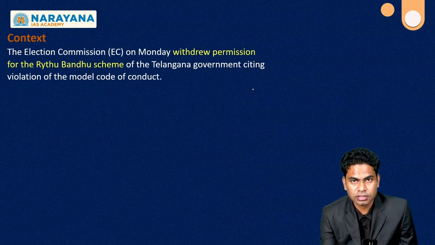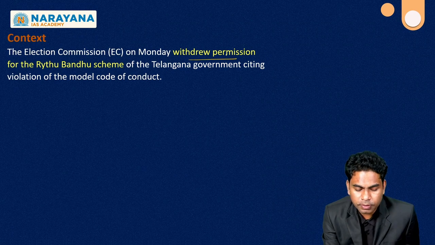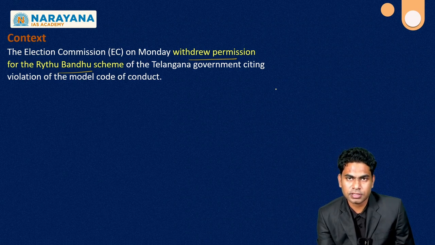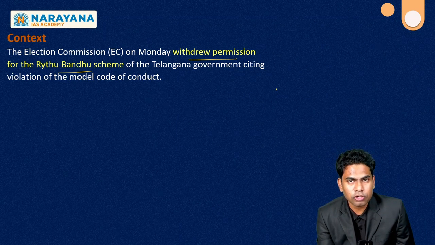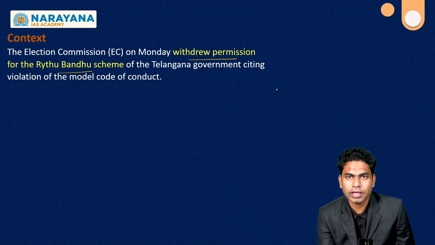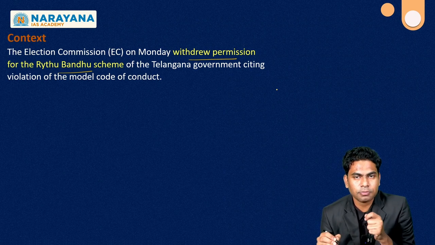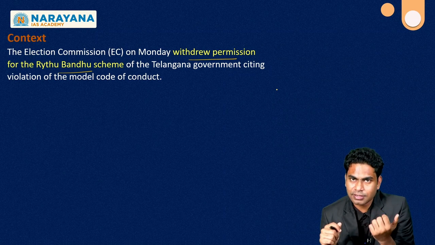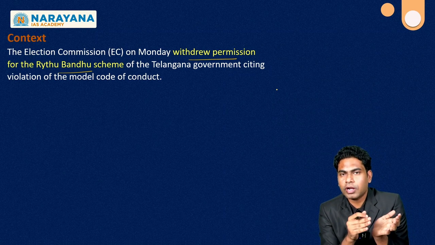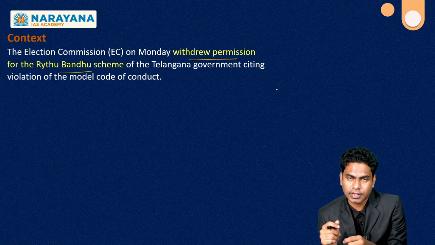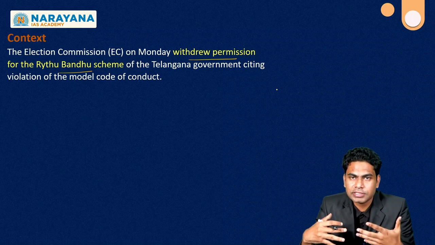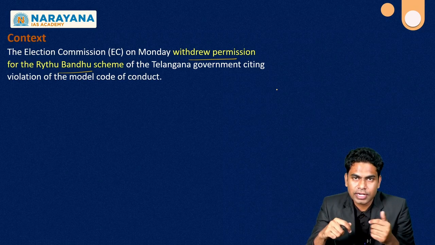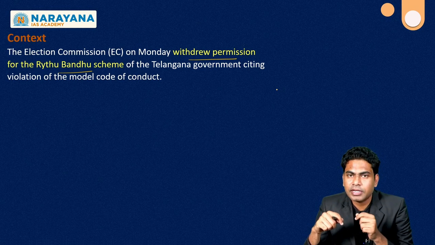The context: Election Commission on Monday withdrew permission for the Raitu Bandhu scheme, because a minister had announced its implementation in the state. There is a possibility that the Election Commission has intervened because it has felt that it could influence the voters, thus garner votes in the name of certain welfare schemes that will ultimately give more advantage to the ruling party rather than the opposition parties. Thus, we need to have a mechanism where even opposition parties are able to influence the voters as equally or as fairly as the ruling party does, rather than giving a slight edge to the ruling party.